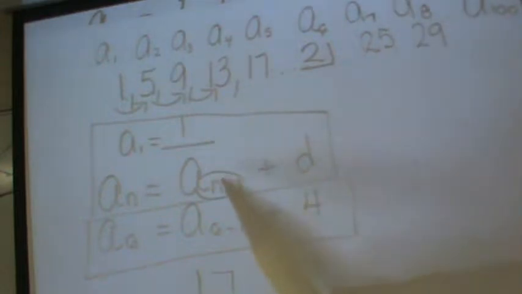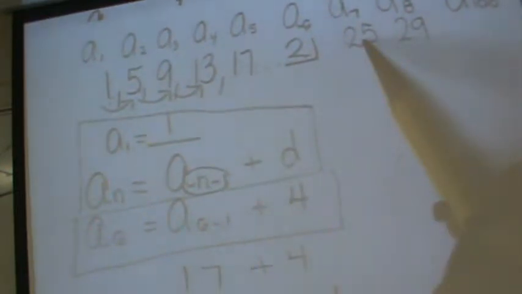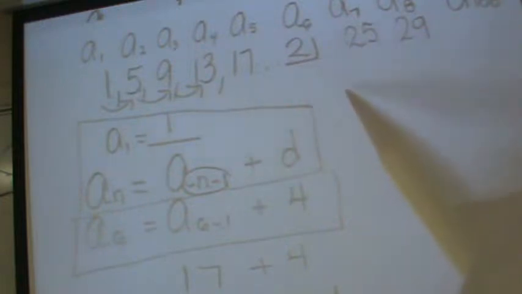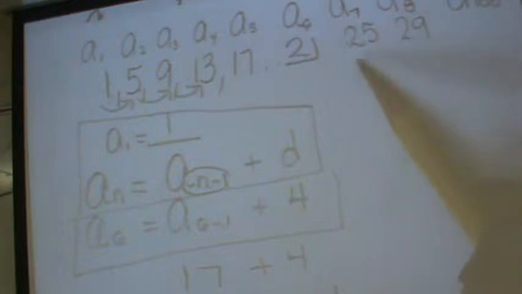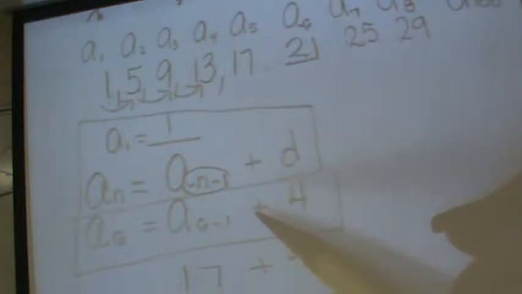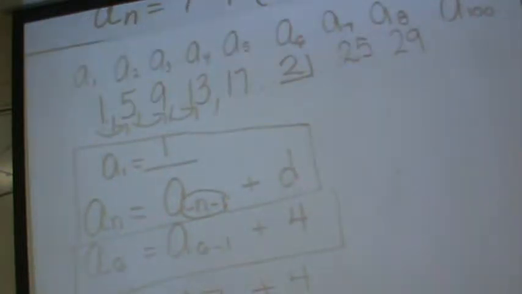Go back 1. So if you're looking for the 8th term, go to the 7th term, use that one, and then add the common difference to that term. Couldn't you just add 4? Yeah, add 4, that's all you're doing.